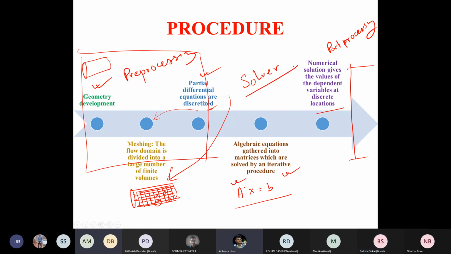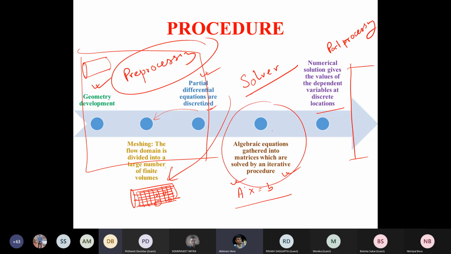Okay, so these are three broad steps. One is pre-processing, where you are creating the geometry, meshing it, selecting the partial differential equations properly and discretizing them, and then you are solving. This is the solver part, and after getting the results, you do some post-processing to analyze the results. Okay, so this is the entire procedure of CFD.